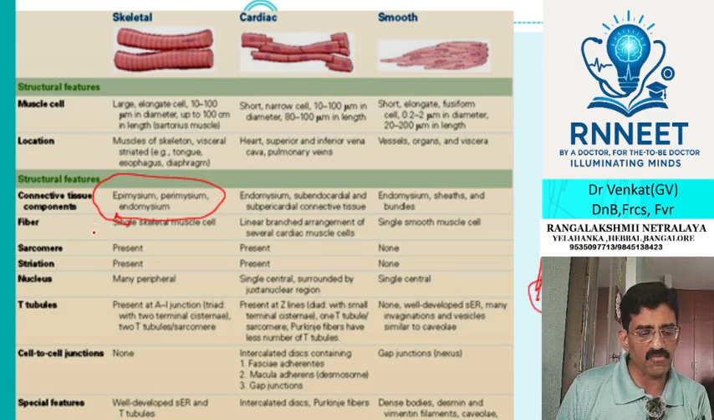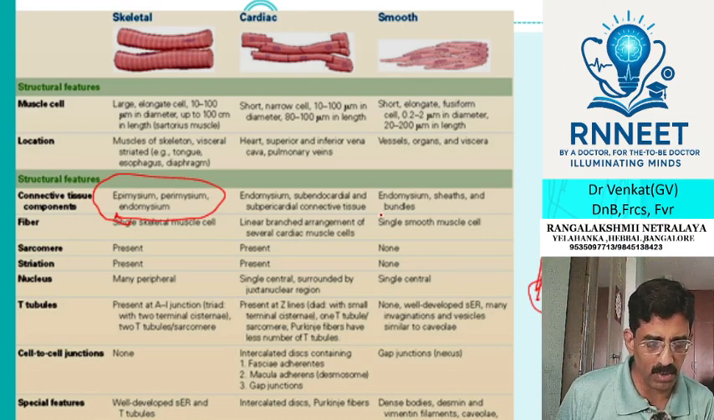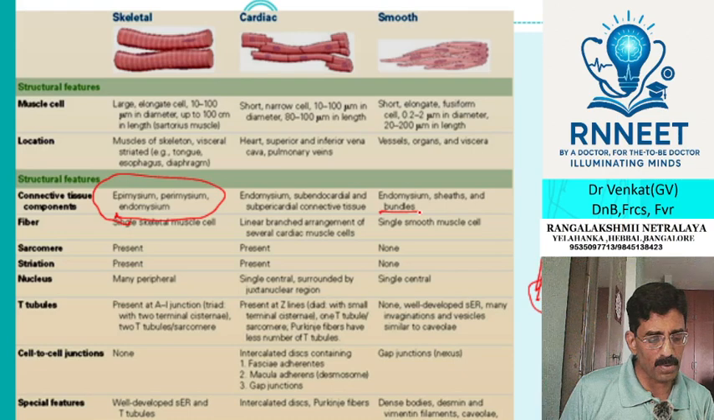Whereas if you look at the cardiac muscle, typically they have the endomysium. And similarly the smooth muscle typically also has only the endomysium, and they are basically present as multiple sheets. Okay, the intercalated disc, that is another important point, and the presence of T tubules.